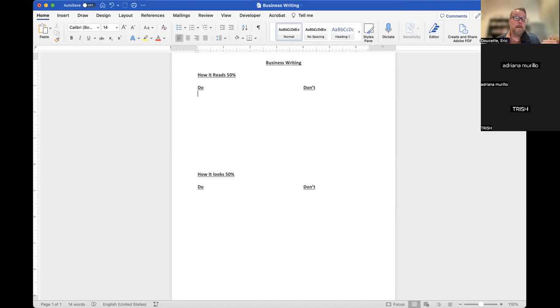So in other words, by making your document more scannable, skimmable, and readable, you're actually probably going to get it read a lot more likely than a big wall of text. And so that's what we're going to talk about. It's 50% how it reads, got to have good grammar, and we'll talk about that. But it's also 50% how it looks. And we'll talk about the do's and don'ts of both of those.